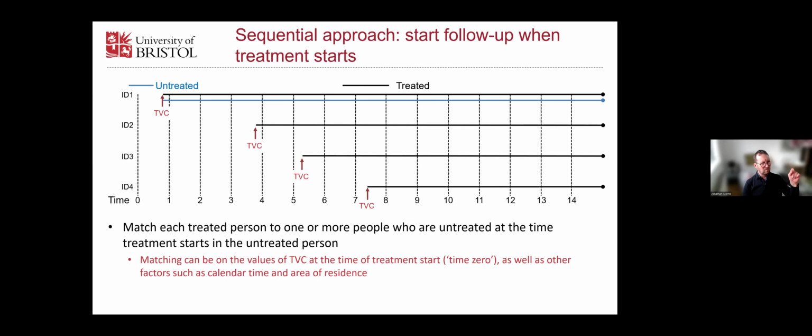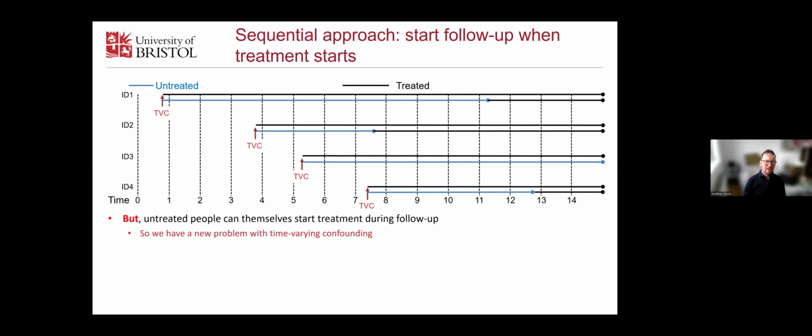So for each, in our case, vaccinated person, we find somebody who wasn't vaccinated on that day, who matches on time-varying covariates, and we can follow them forward. And that way, we've dealt with the confounders at the time that vaccination took place. Now, that doesn't completely get rid of the problem, because untreated people can themselves start treatment during follow-up, and we've seen that in the case of vaccination, almost all unvaccinated people are in the end vaccinated.